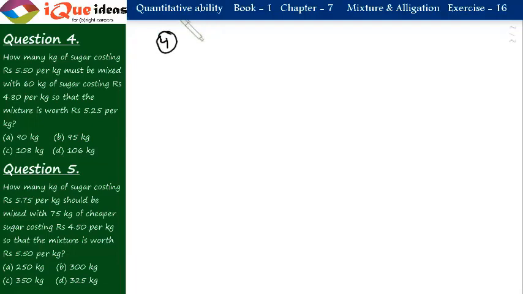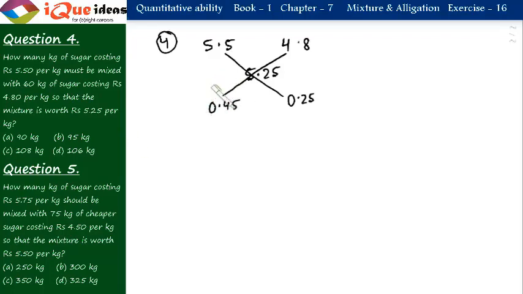Now the next question, question number 4, same as 3. How many kg of sugar costing rupees 5.5 per kg must be mixed with 60 kg of sugar? Alright. So let's say 5.5 rupees, and the second one is 4.8 rupees. Alright. And the final worth is 5.25. So the difference of 5.5 and 5.25 will be 0.25, and the difference of 4.8 and 5.25 would be 0.45.